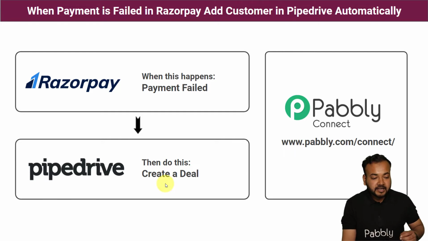And guys, here as and when the payment gets failed, a new deal will be created automatically. So you do not have to manually sort out the details or check whose payment is failing and create a deal. As and when the payment fails, a new deal will be created, and your team working on Pipedrive will get to know immediately whose payment failed, and they can start working on it.